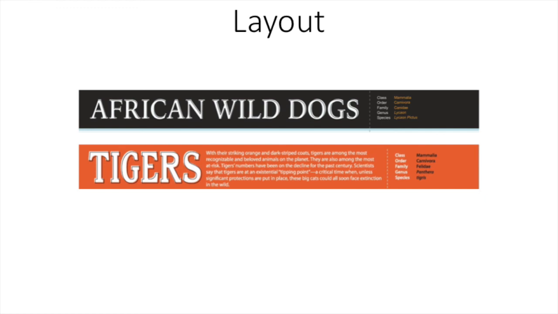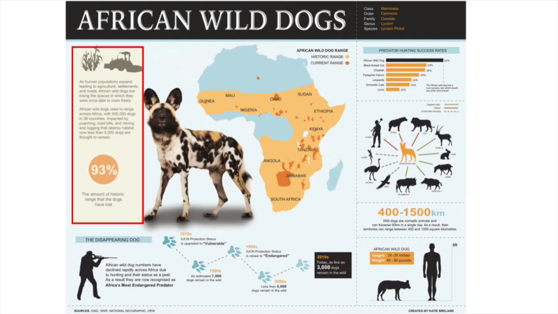Another difference is that my display does not include an introductory paragraph as part of the title section because my African wild dog's title takes up too much of the space. Instead, my introductory paragraph fits on the left side of the main display. This creates a natural column that is not found in my model. I also added a percentage bubble to this column.